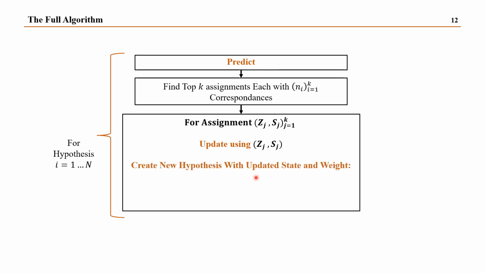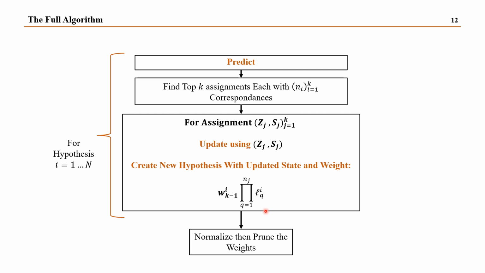The new hypothesis would have a state that is equal to the state updated using this assignment. And it will have a weight that is given by the previous weight of the hypothesis and the likelihood of this assignment, which could be given by the product of the measurement likelihoods, which are also computed in a previous video.